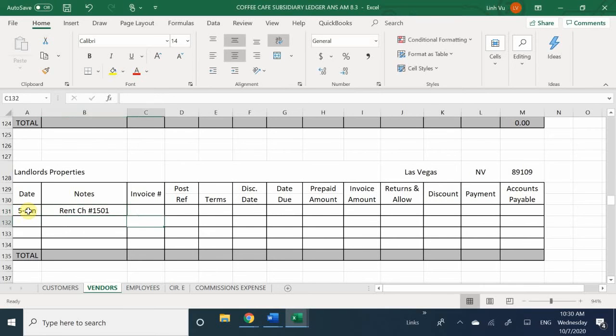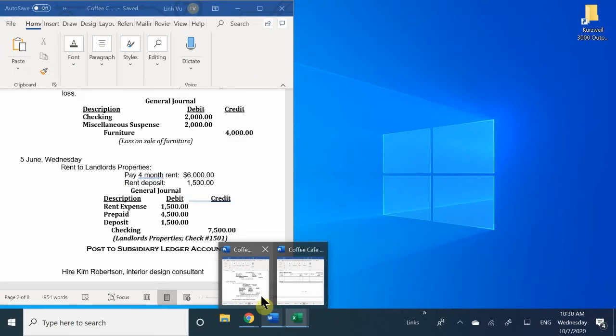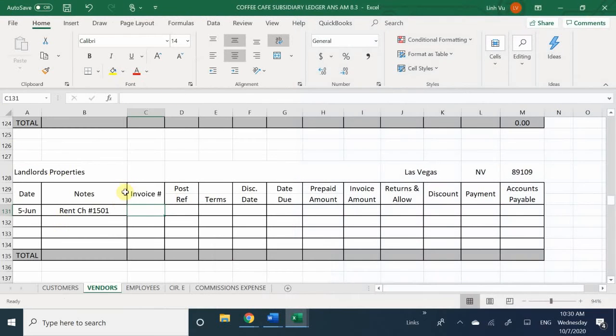Okay? Do I have an invoice number? In this case, I do not. But most contracts and most transactions should have some kind of invoice number or some kind of transaction number on there. In this case, it doesn't exist. So it's okay. I can leave that blank. All right. My post reference, again, is going to be where I place this piece of information in my journal. So in this case, I had this transaction on general journal number 1.